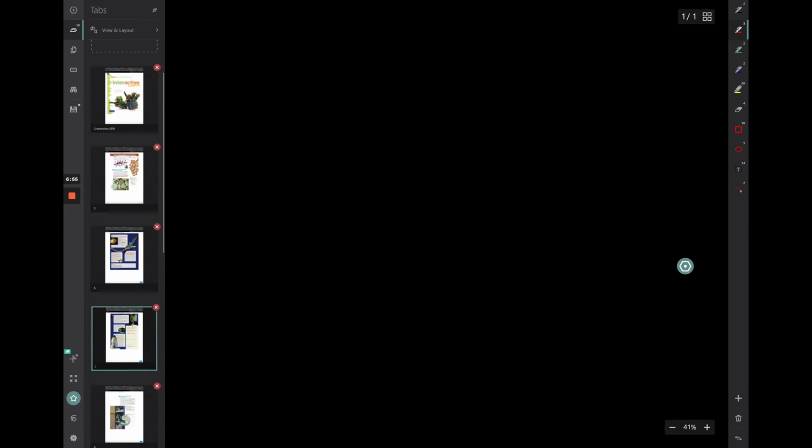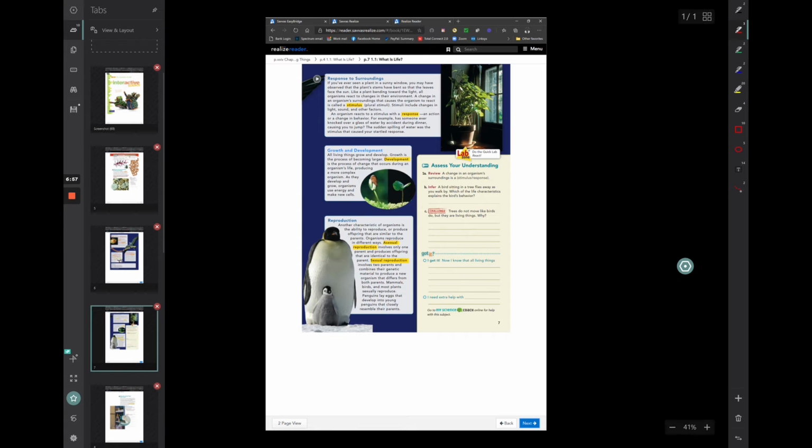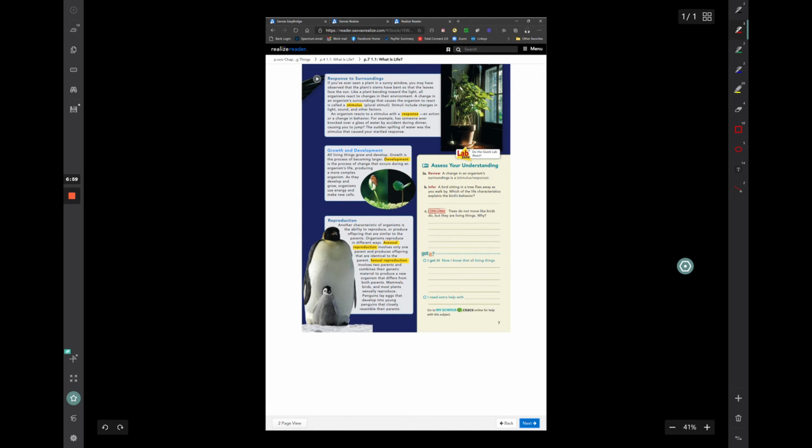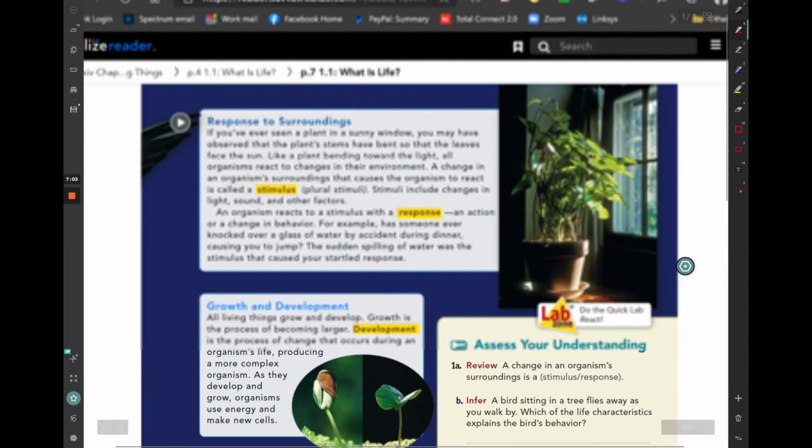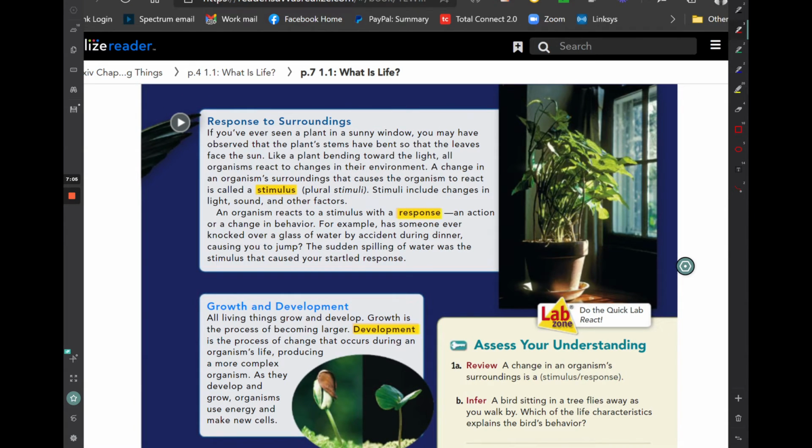Going on to the next page, I want to look at the fact that living things will respond to their surroundings. So in this picture, you see this plant, and you've probably seen this around your house. You see that plants will grow toward light. That is a reaction that the plant has that helps keep it alive. If someone makes a loud sound, you jump in response to that. You have a reaction to that loud sound.